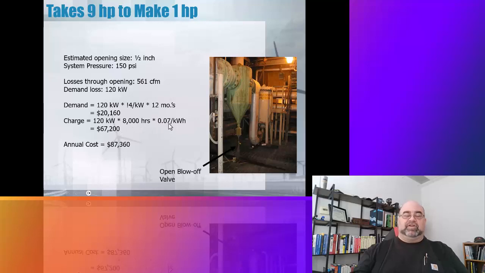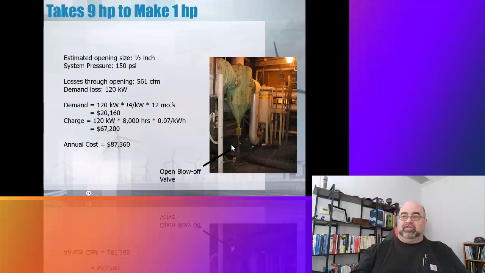Then 120 kilowatts times 8,000 hours of operation times 7 cents. Now, a lot of plants are at 8, 9, 12 cents. One plant we were just looking at was 28 cents per kilowatt hour. I don't know how they got that, but anyways, 120 kilowatts times 8,000 hours gives me kilowatt hours, times that rate. That's $67,000, so $87,000 right there.